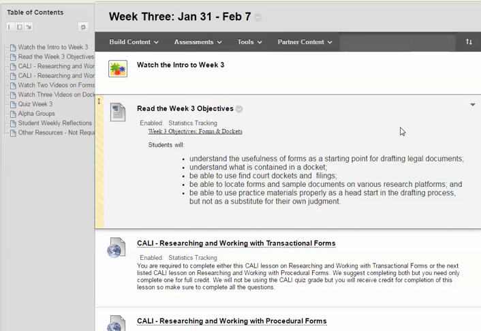Last week you worked with secondary sources. You watched some videos, you completed a Kali exercise, and you worked in your small groups to collect secondary sources that would be helpful for your client's legal problem. Thank you all for all that hard work last week.